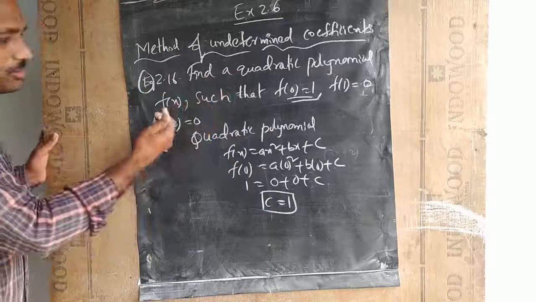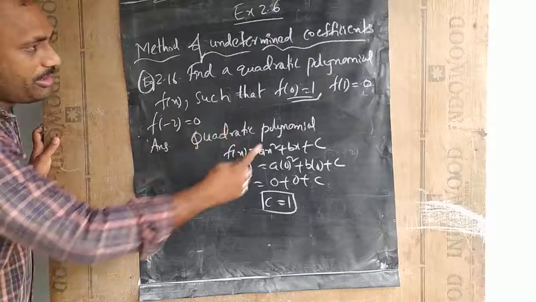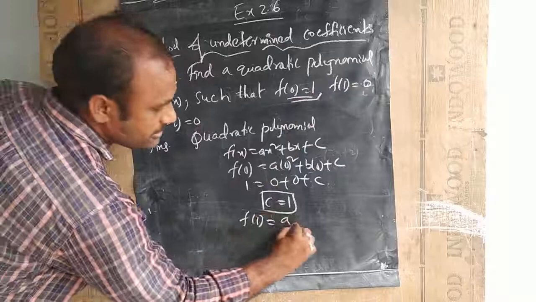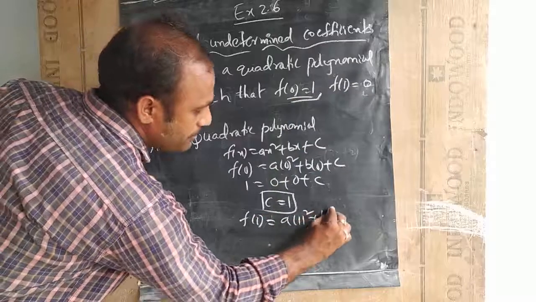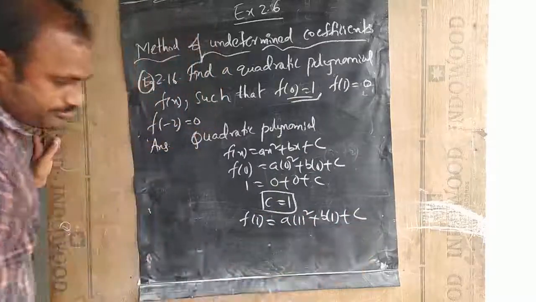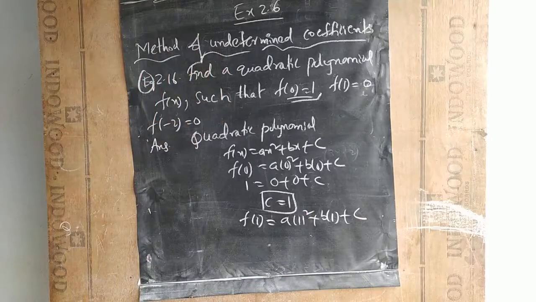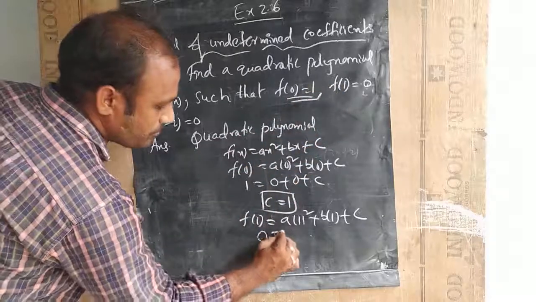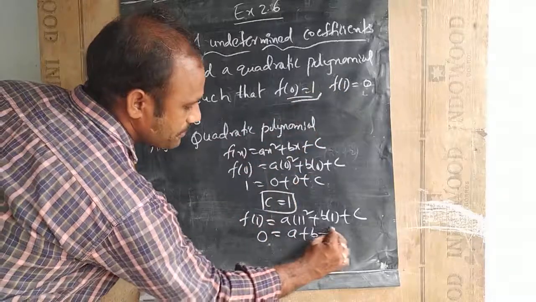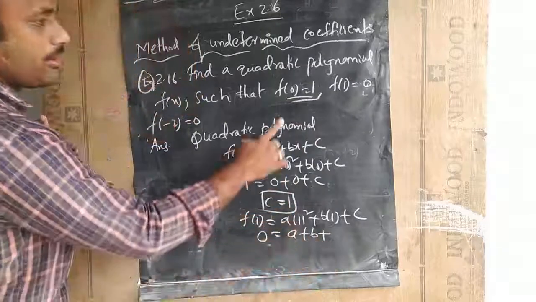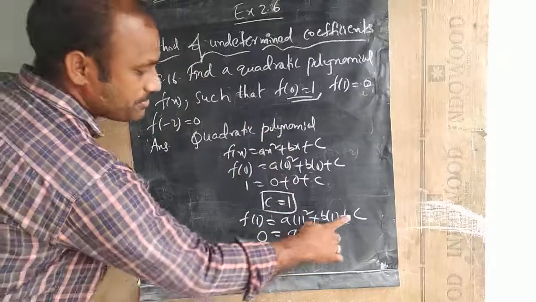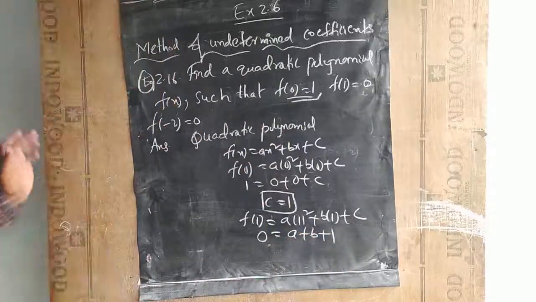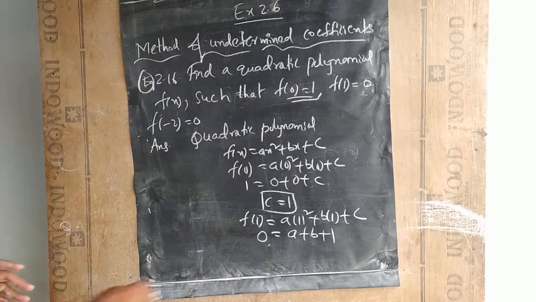Now let us do this. Next condition, f of 1 is 0. Now let us substitute f of 1. That is a into 1 square plus b into 1 plus c. So f of 1 is 0, so 0 is equal to a plus b plus c. The c value is how much here? 1. So this is the value. So this we can treat as the first equation.